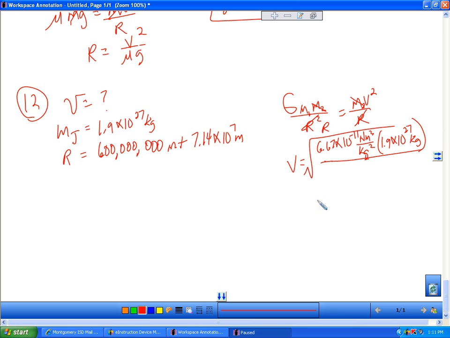So let's see. That's 6 times 10 to the 8th. Yeah, I'm going to get 6.714 times 10 to the 8th meters, I believe. Let me double check that. Yeah. And when I did that, I got the speed to be 13,738 meters per second. That's my speed of my satellite around Jupiter.